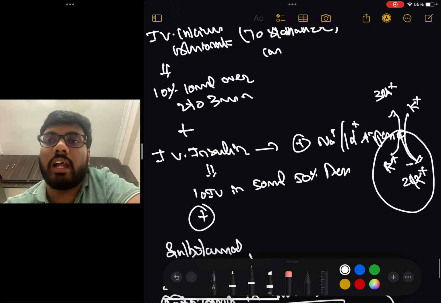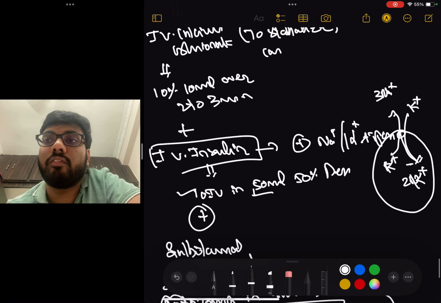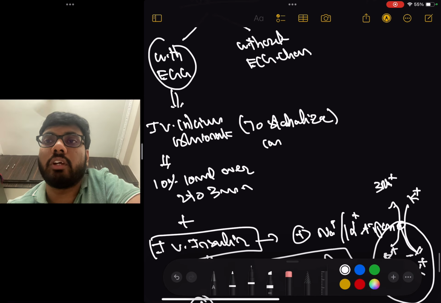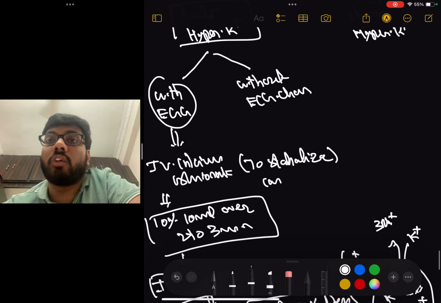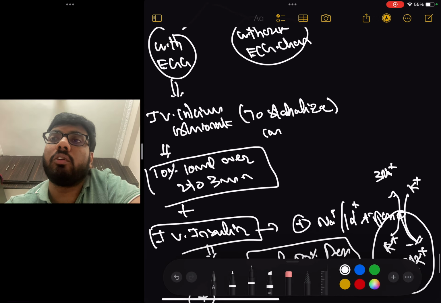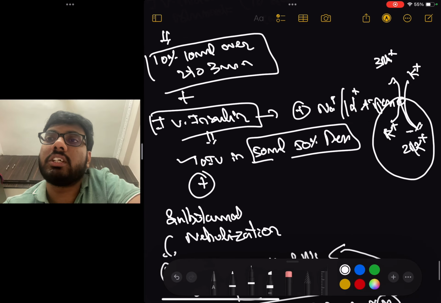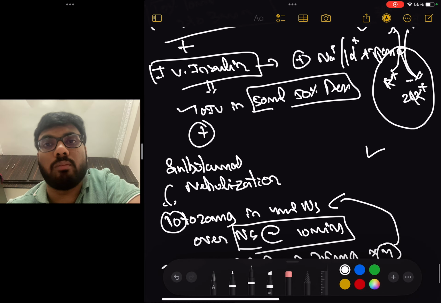Okay? Along with IV insulin, how to give? 10 units in 50 ml of 50% dextrose should be given. Okay, how to give calcium gluconate? 10%, 10 ml over 2 to 3 minutes. Suppose it is without ECG changes, what do you have to do? No need of any calcium gluconate, just give IV insulin and salbutamol nebulization.